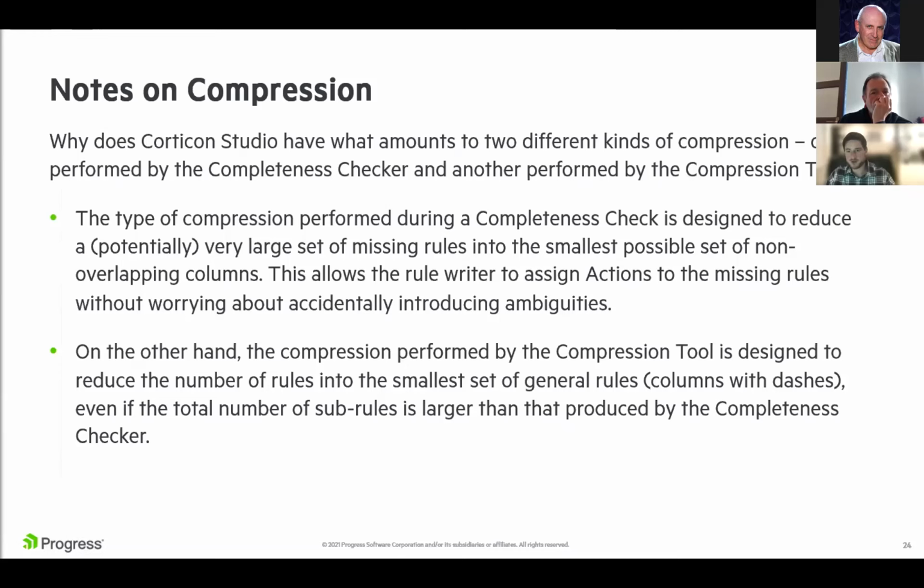And the compression tool, by reducing a rule sheet to the smallest number of columns, makes the code that is going to be produced by Corticon Studio, when this gets compiled into a decision service, have a higher degree of performance. Essentially, that's because Corticon does not have to analyze that many more sets of conditions that are being defined at runtime.